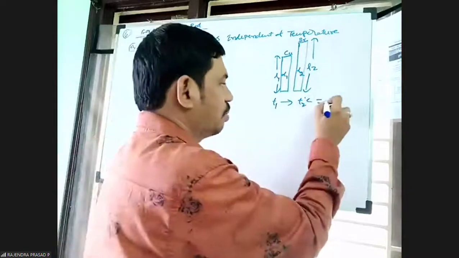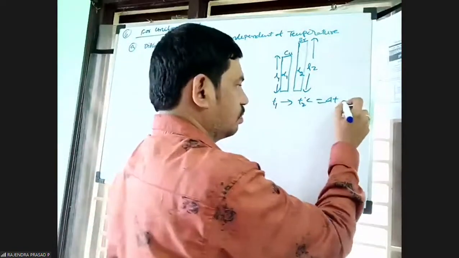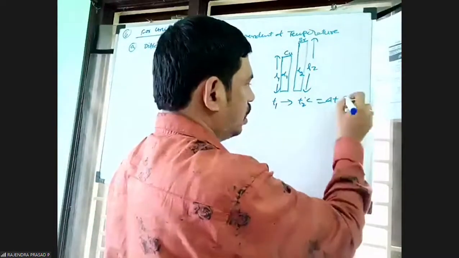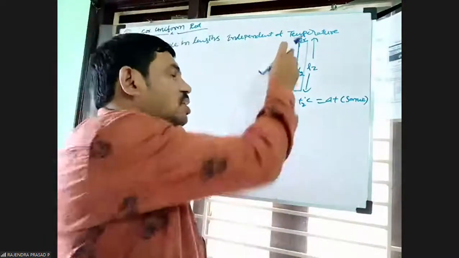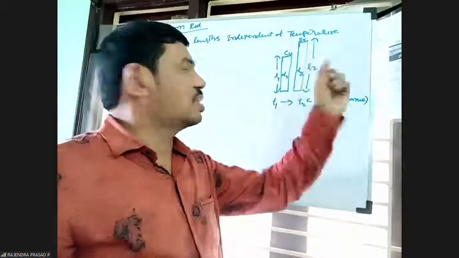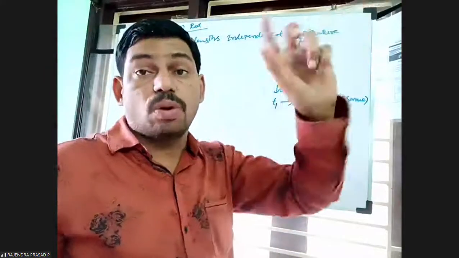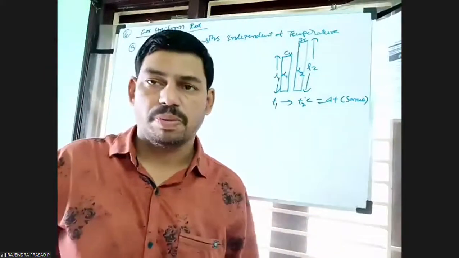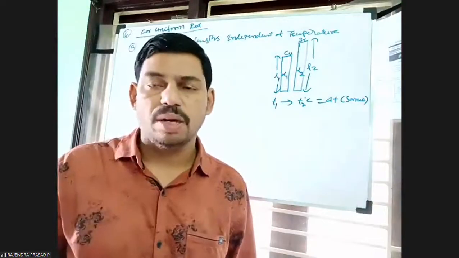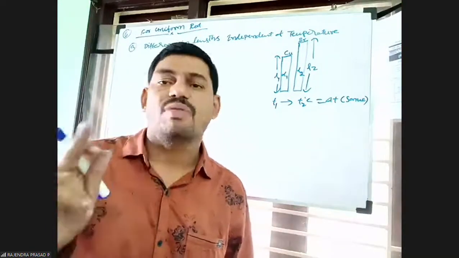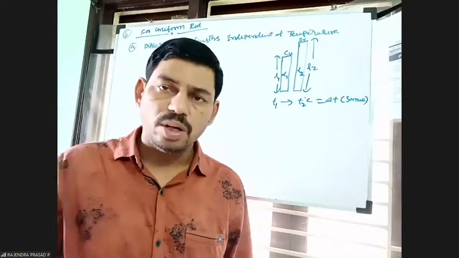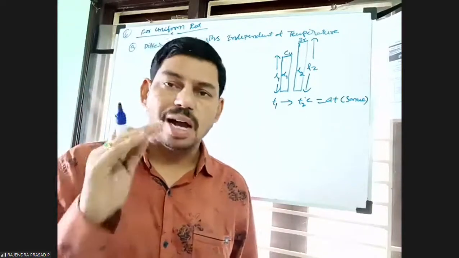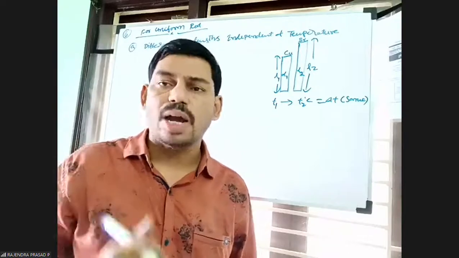Delta T is the same. This rod also expands some distance, and this also expands some distance. Both changes in expansion are the same. Then the condition is L1 alpha 1 equal to L2 alpha 2. This is the condition, or L1 by L2 equal to alpha 2 by alpha 1.